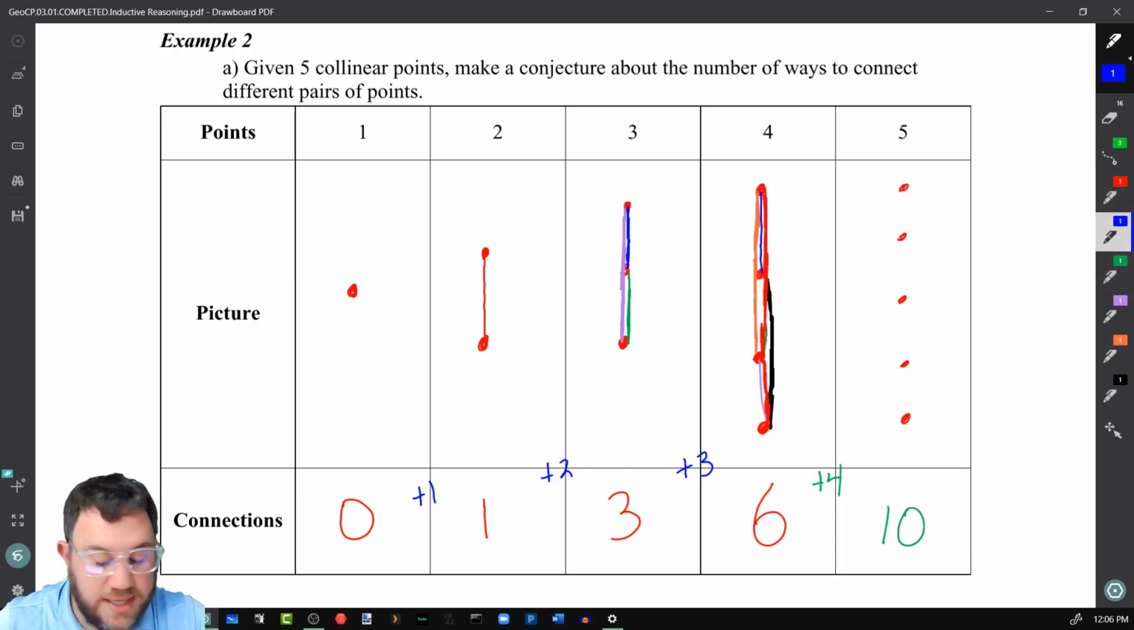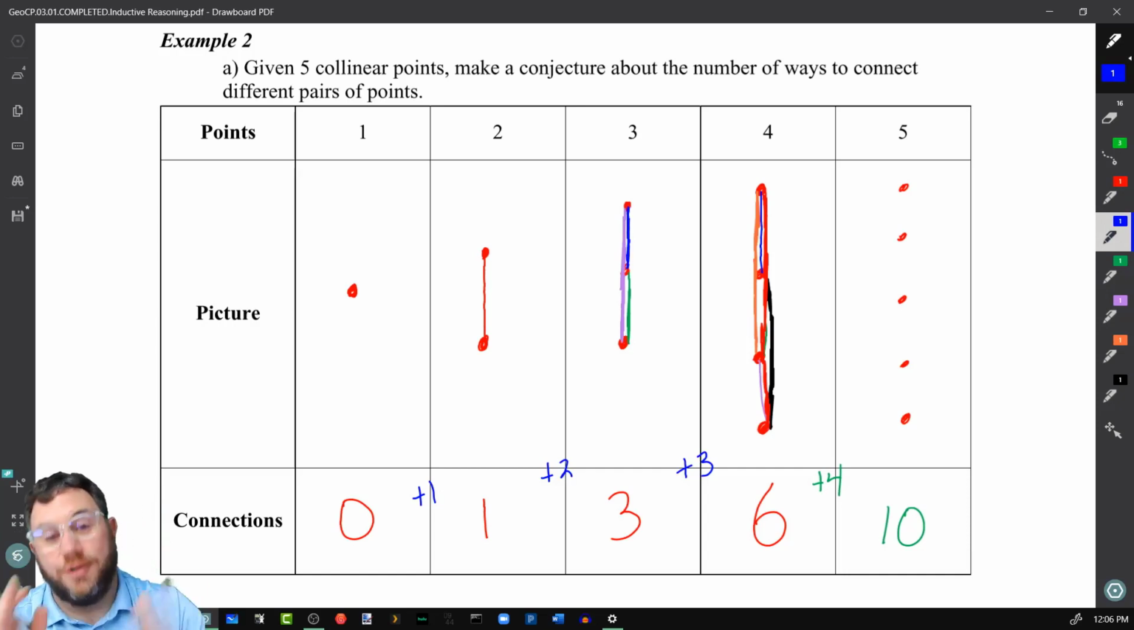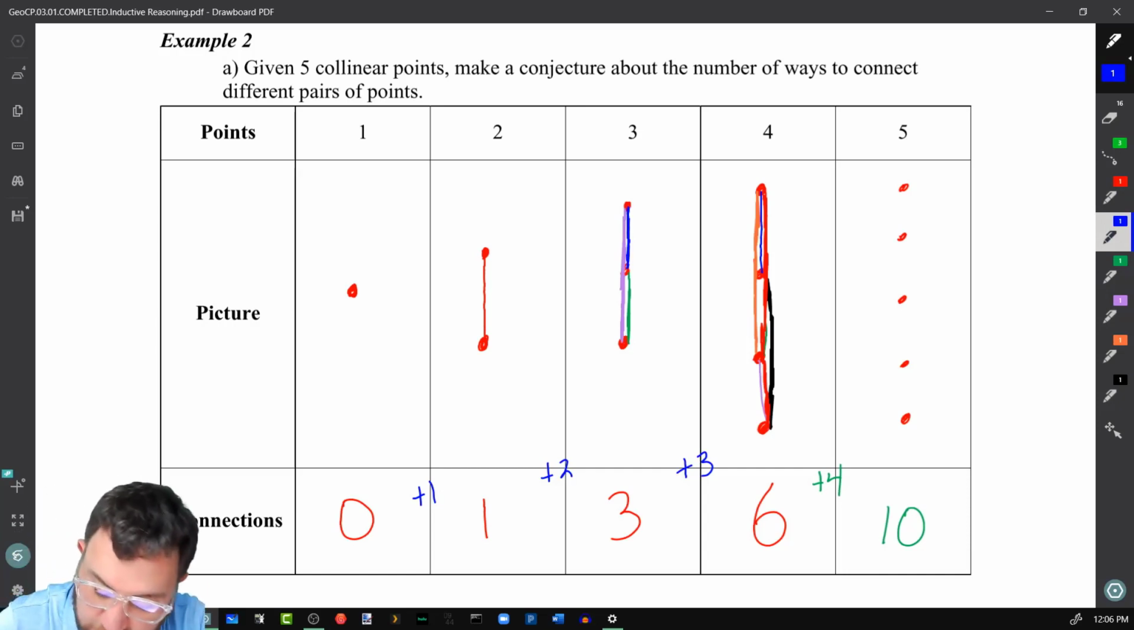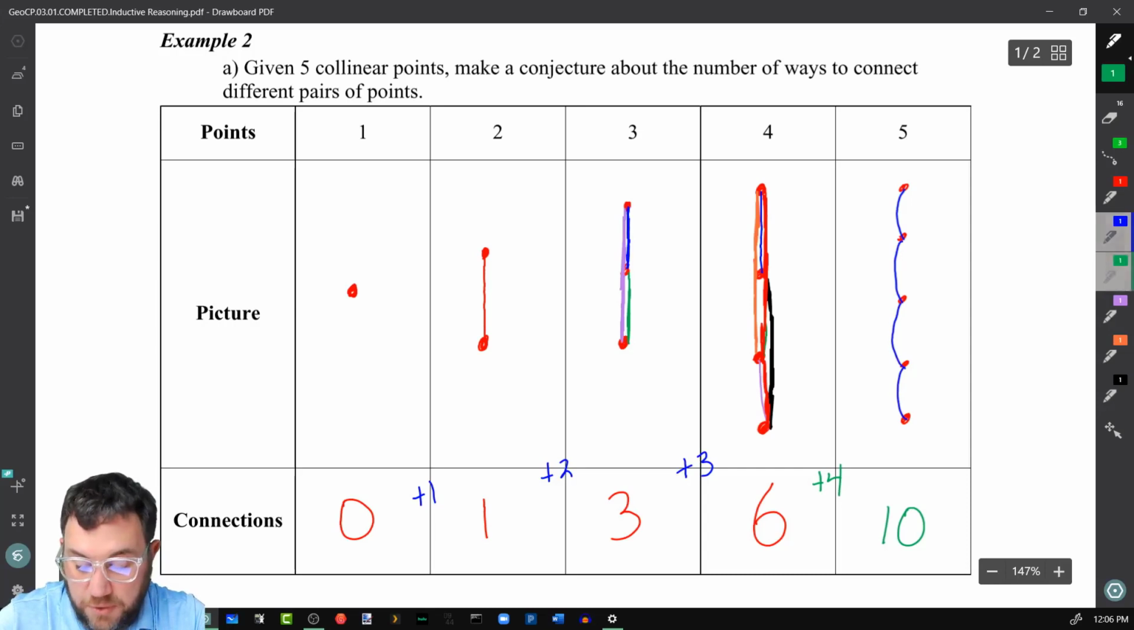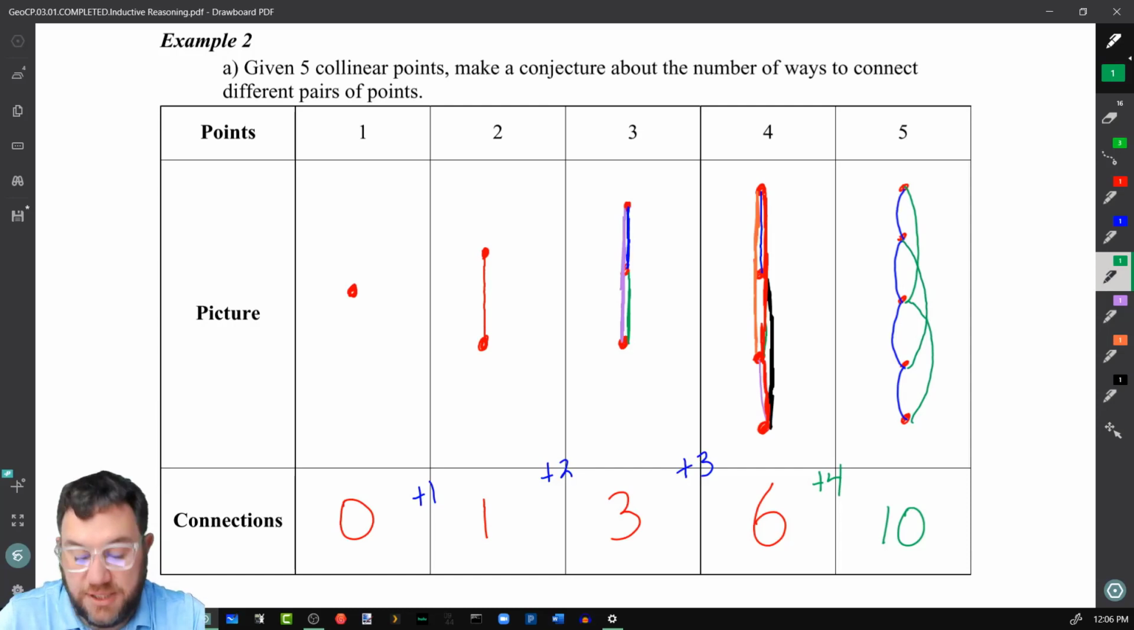Let's try to test this out. Now I'm going to make these curves instead of straight, just so they don't all overlap and we can see them a little bit. So we could do first to second, second to third, third to fourth, fourth to fifth. That's 4. We could do first to third, second to fourth, or third to fifth. That gives us 3 more, so now we're at 7.